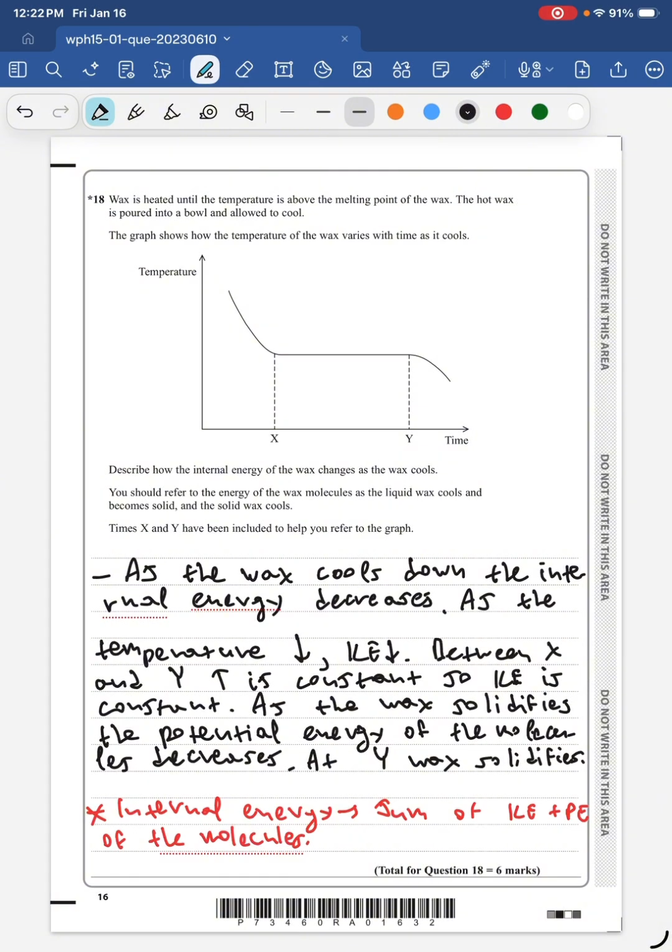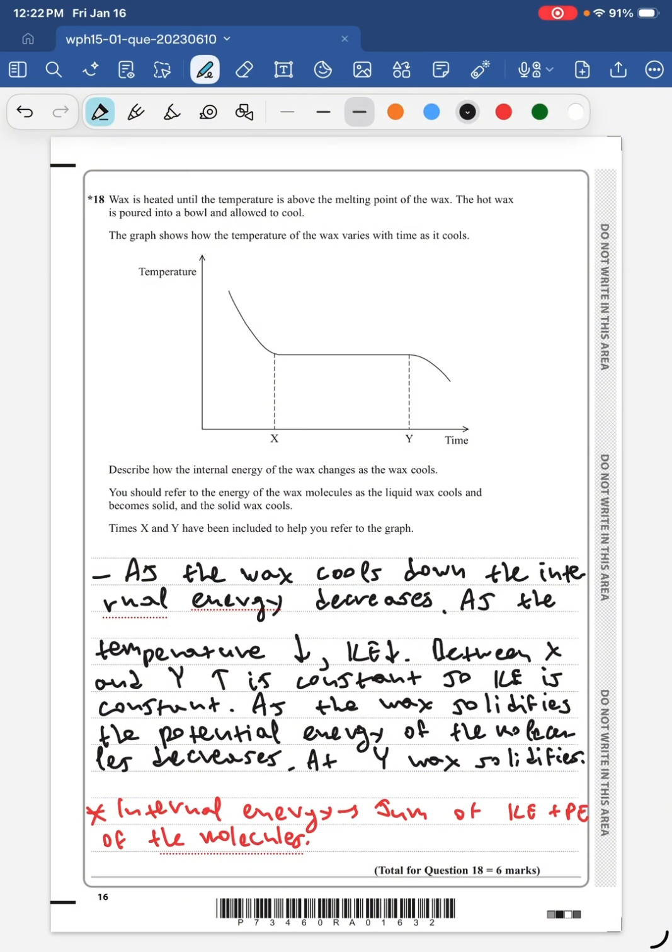Let me see what they say in the mark scheme. You don't have it in front of you, but I have it in front of me right now. I'm just going to read off what they say in the mark scheme. So, okay, they say that the indicative content is that you should write that the internal energy of the wax decreases as time passes. We mentioned that, that's good. The internal energy of the wax, that's another point you can mention. The internal energy of the wax is the sum of potential energy and kinetic energy of the molecules. We actually just wrote this down, okay?